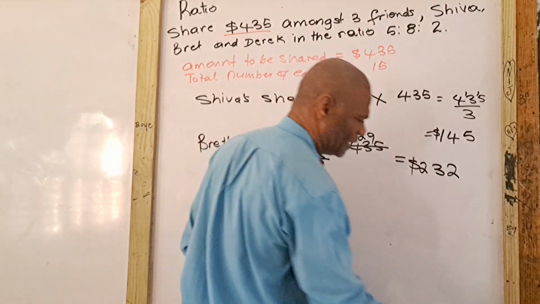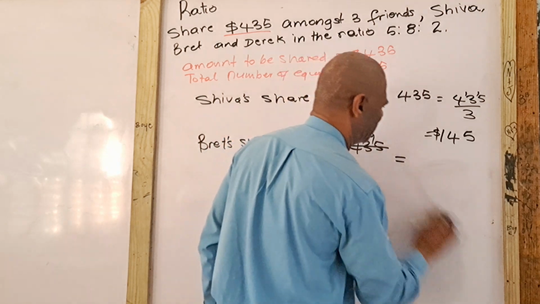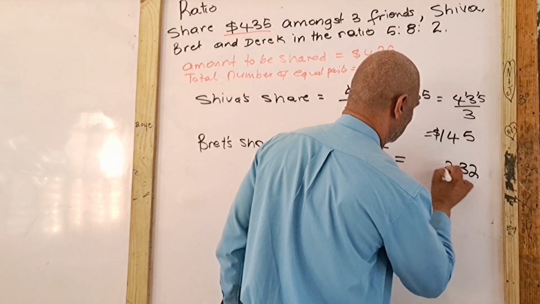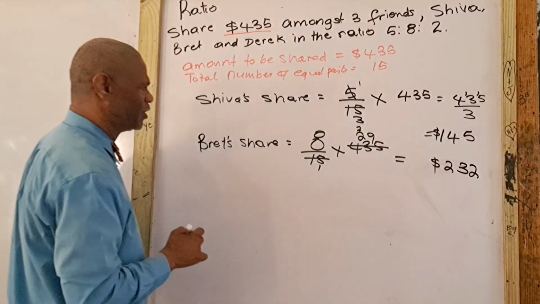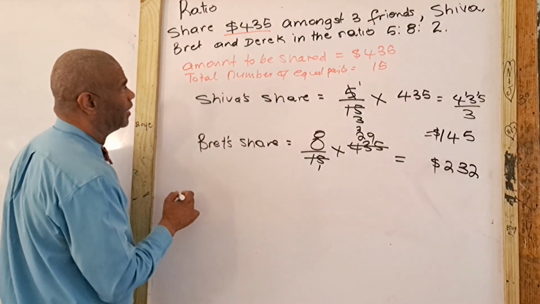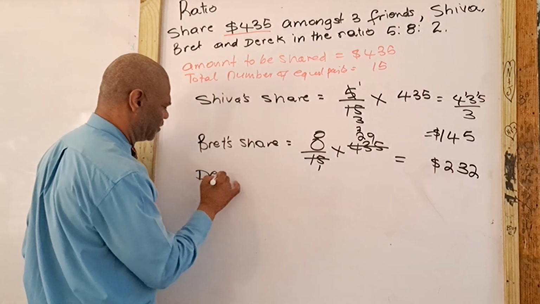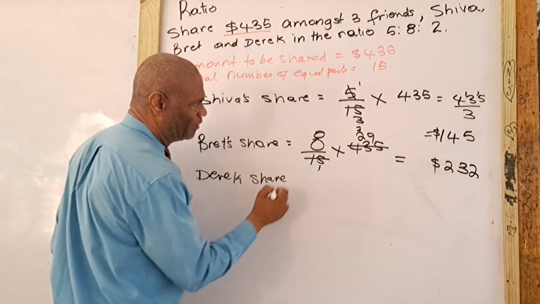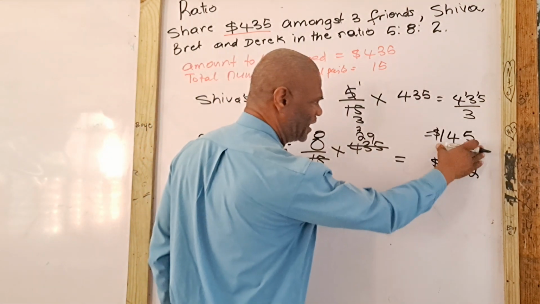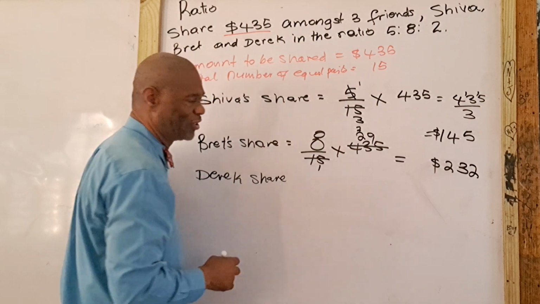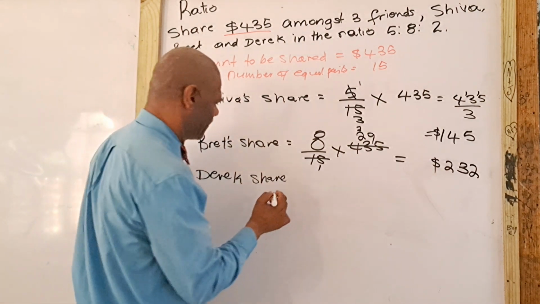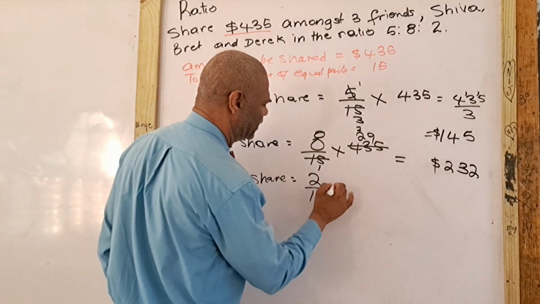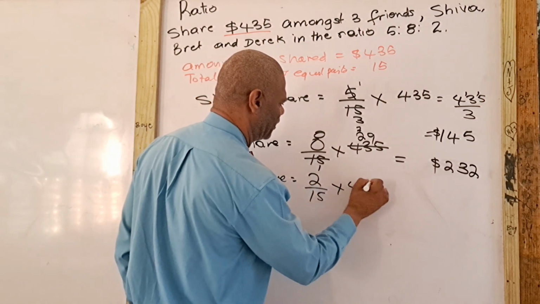Right? And I'll put them under each other. So that's 232. Right? So that's Brett's share. And then Derek's share now. To find Derek's share, what you could have done is just add these and subtract from 435, and that would be fine. Right? It is equal to 2 divided by 15 times 435.